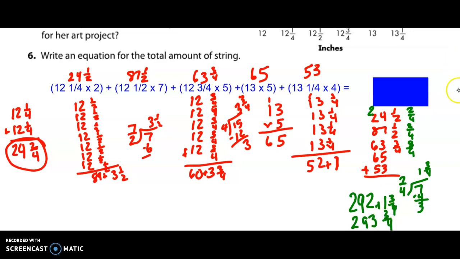Let's check out our answer here, crossing fingers. Ba-boom, 293 and 3/4 inches of string. Okay, that is a lot of work. Yes, I totally agree. But it's persistence and just sticking with it.